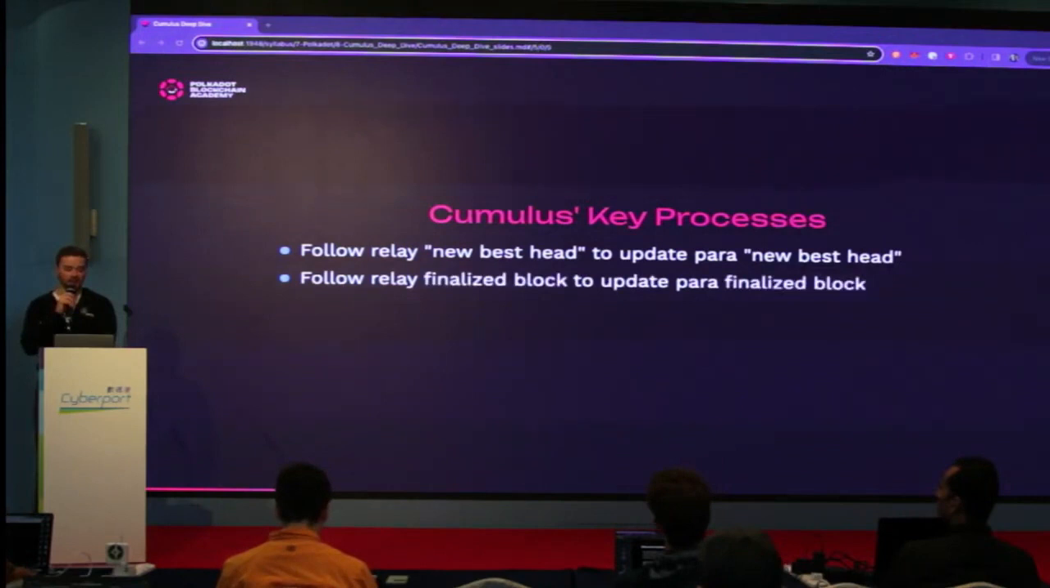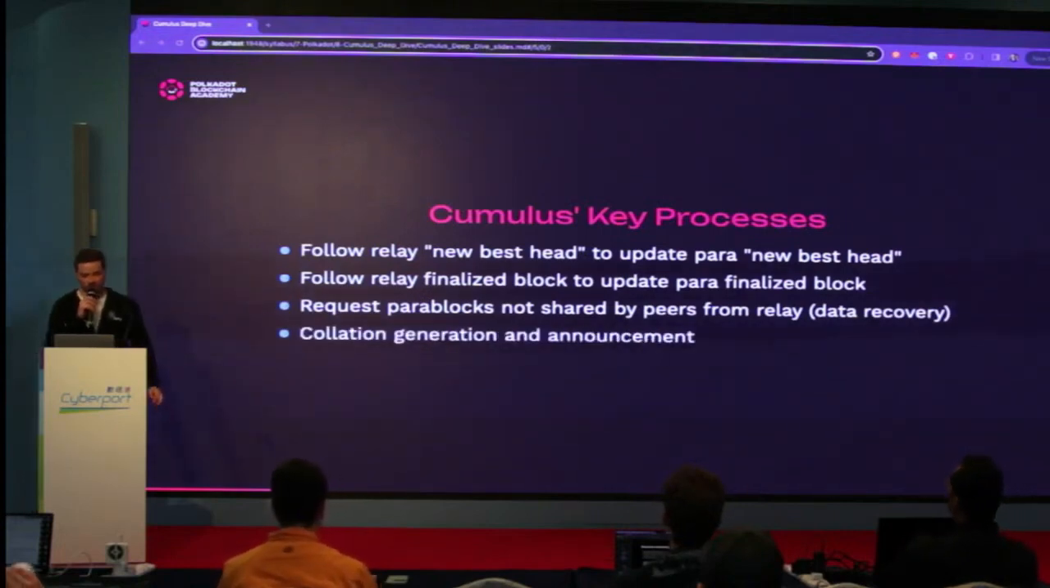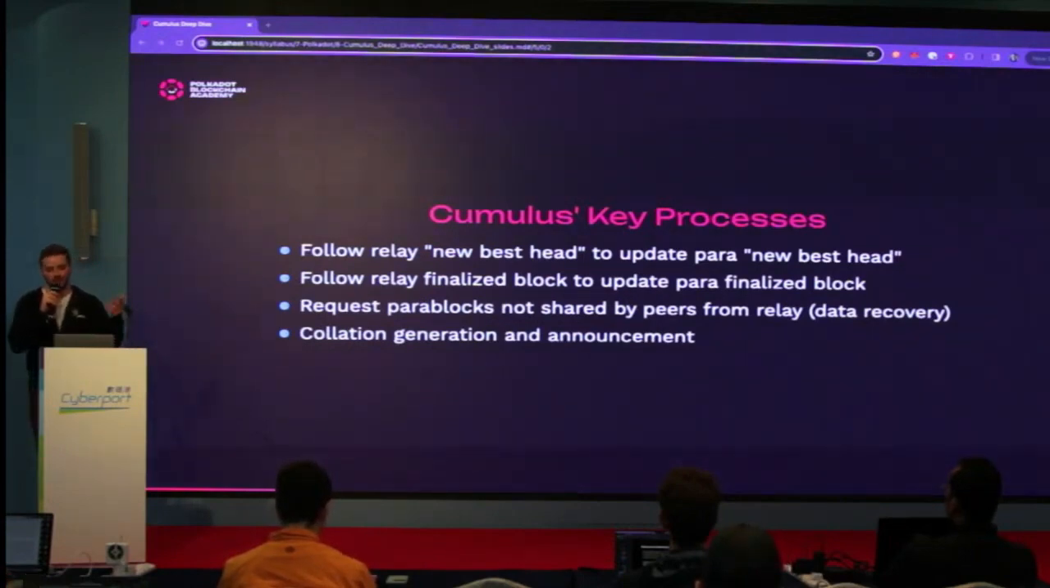All right, so another one of our key processes is to follow the relay chain finalized block and to use that to update our parachain finalized block. Thirdly, we need to request parachain blocks that were not shared by peers from the relay chain. That is data recovery and is actually based on the data availability layer that Polkadot provides that we described in a prior talk of mine. So the final process is collation generation and announcement, also known as parachains building blocks and communicating those blocks both to other parachain nodes and to the validator set.